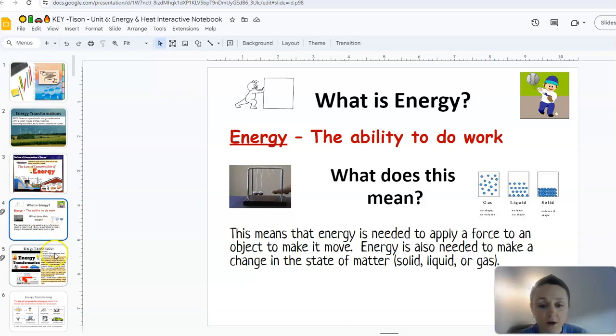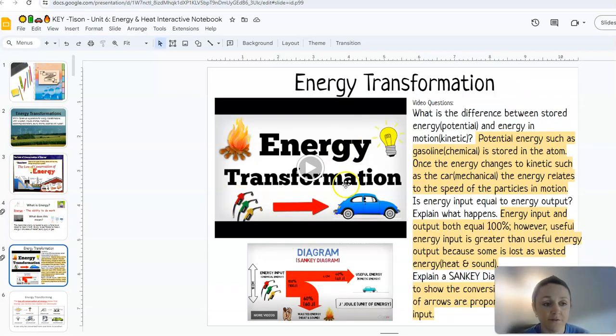Now, when we click on the next slide, I want you to pause this video and watch the video right here. So you need to stop, pause this video, and click on the video that says energy transformation. We need to understand energy transformations in a mathematical form in order to look at it in a more basic form. So pause this and watch this video.